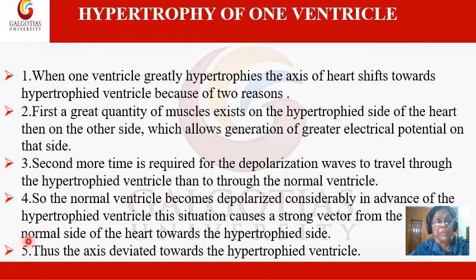Thus, the axis deviates towards the hypertrophied ventricle because hypertrophied ventricle has larger mass of cardiac muscles, and the depolarization waves take longer time to pass through it. So most of the time it is positive in comparison to the other ventricle, which is depolarized soon. So the vector is directed towards the hypertrophied ventricle.